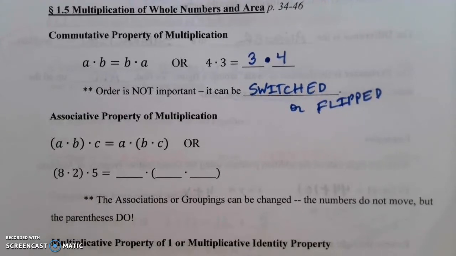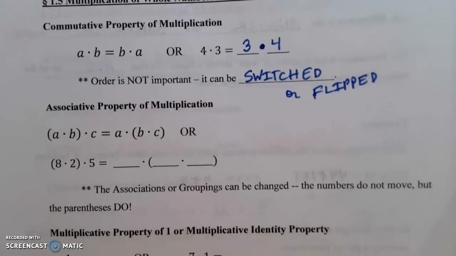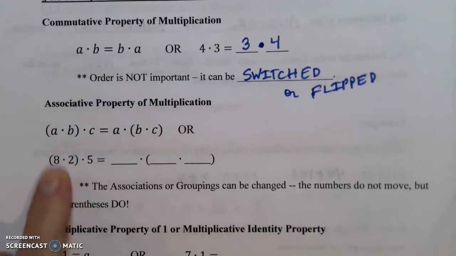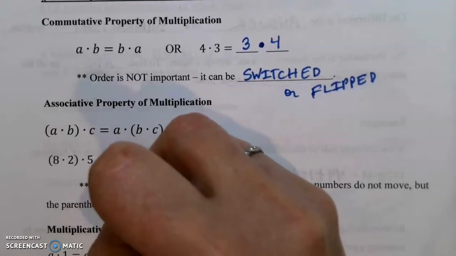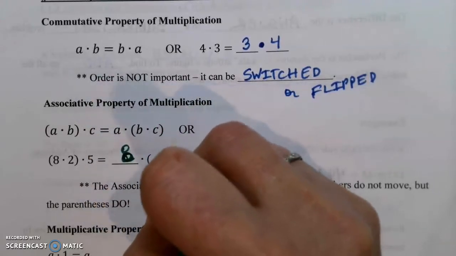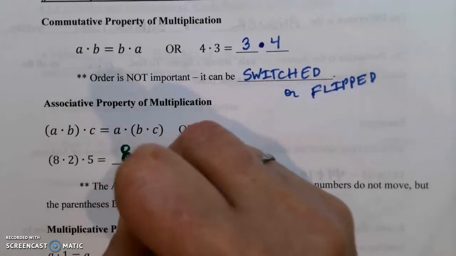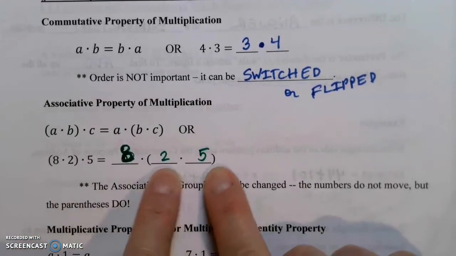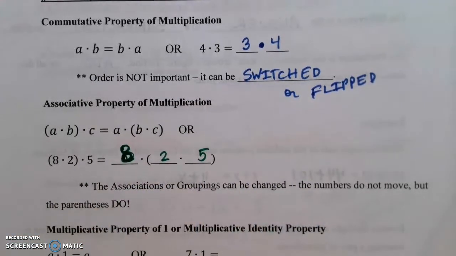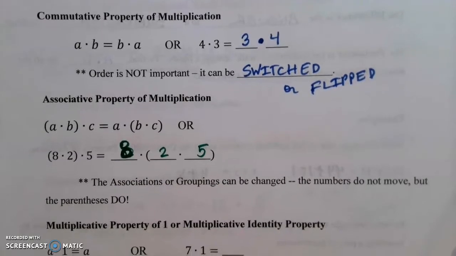With the associative property, notice again, we still have those three numbers in the same order, 8, 2 and 5 still go in the same order, but instead of grouping together the first two, we're going to group together the second two values. So we move those parentheses.